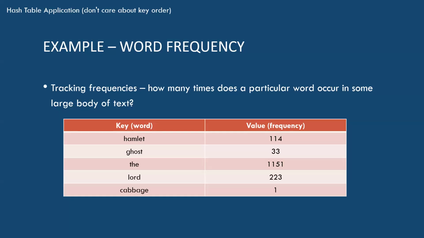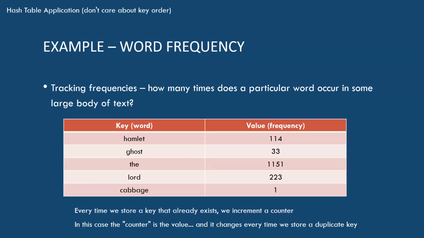Okay. So in that case, our value is the count, and we're just changing the value every time we encounter a new word. So we could use our hash table for that. And we'll do this kind of in our lab today. We'll do something pretty similar to this in our lab.